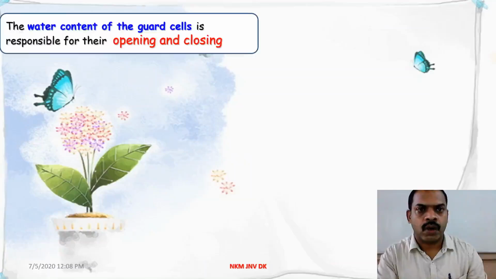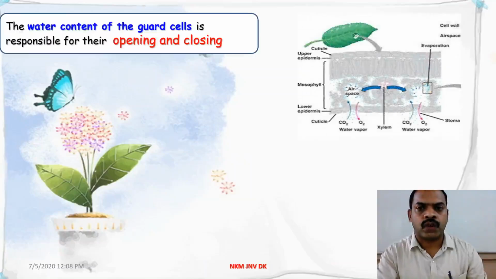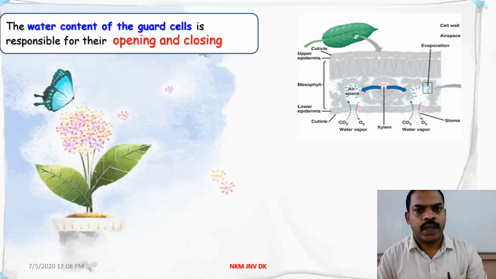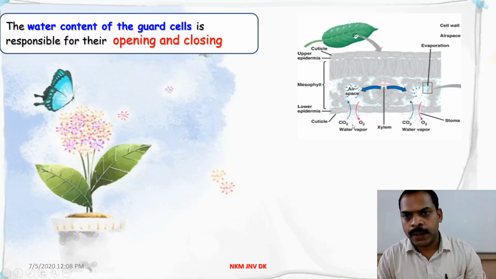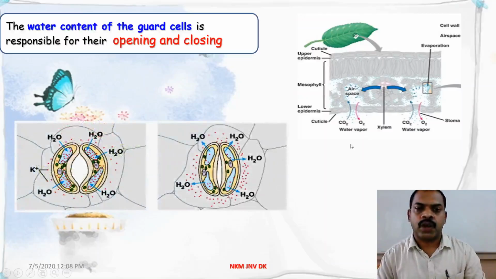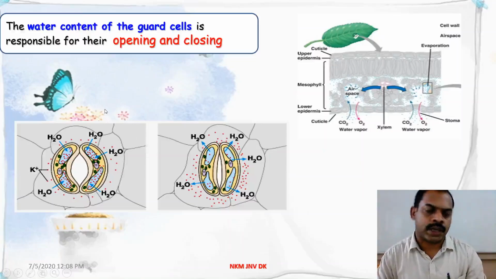Now, how does this stomata help with the exchange of gases? How do they open and close? As you are seeing in this image, they take in carbon dioxide for photosynthesis and release oxygen as a byproduct, and they release water vapor also. So how do they open and close? That is the entry and exit of water.